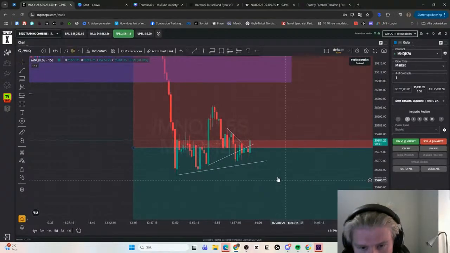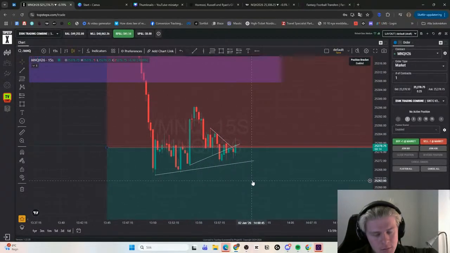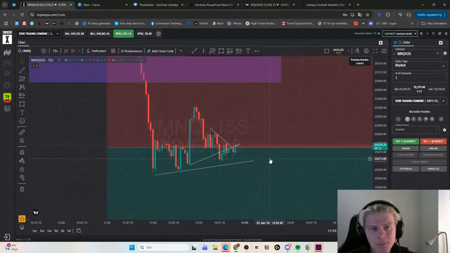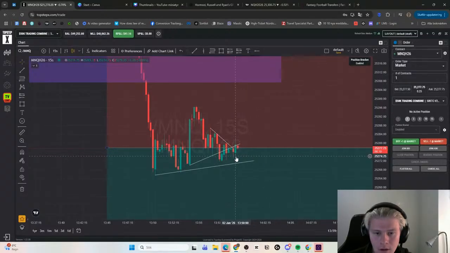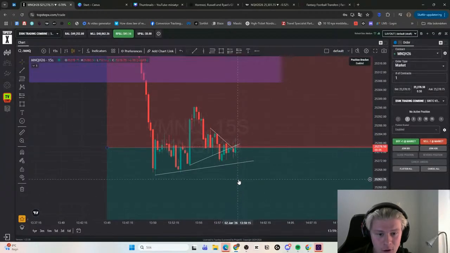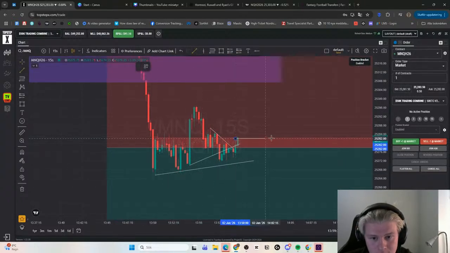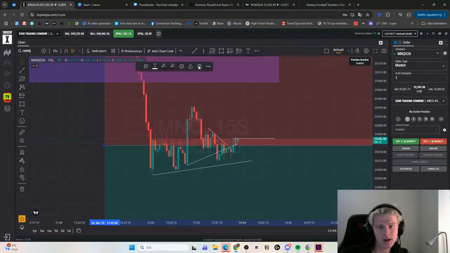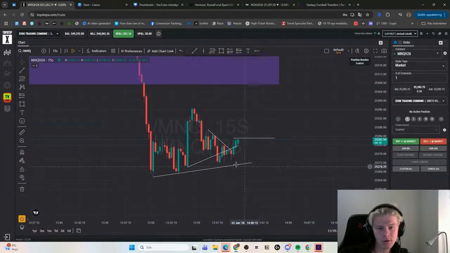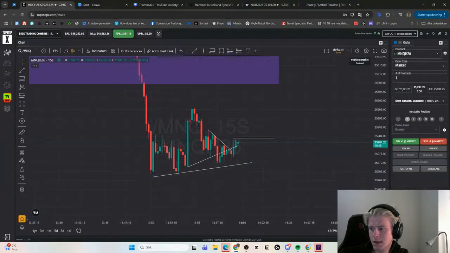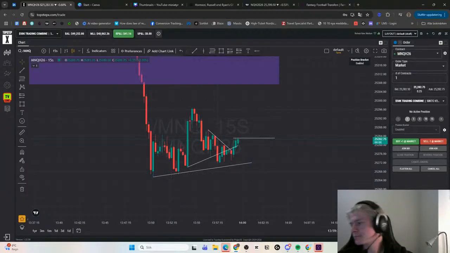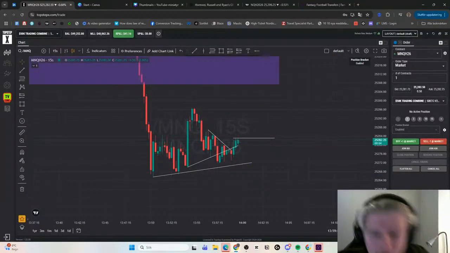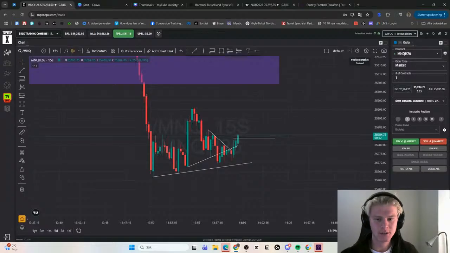Now, what I'm looking for is some kind of manipulation. Like maybe we fall right down here, sweep this low, boom, go up, validate this as an order block, and that afterwards becomes the real move. And I think if we get that, it's a really nice setup.